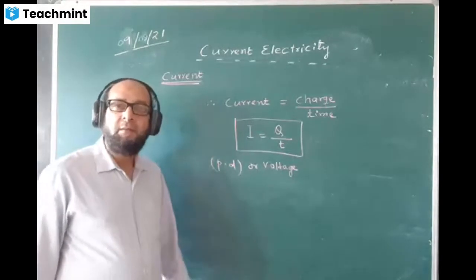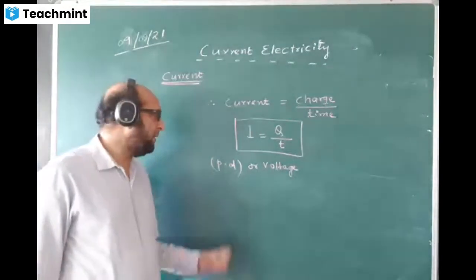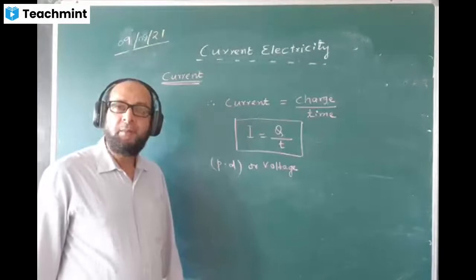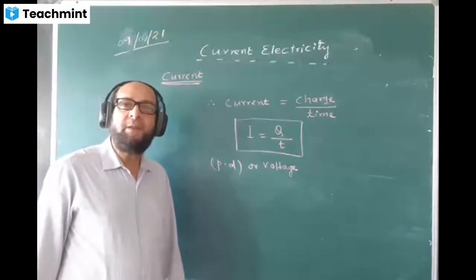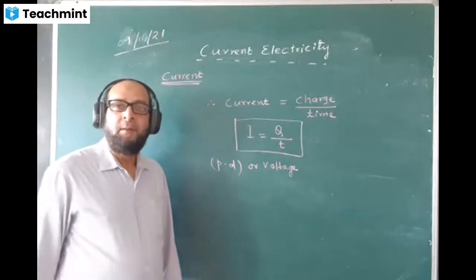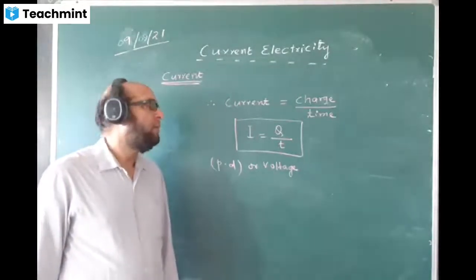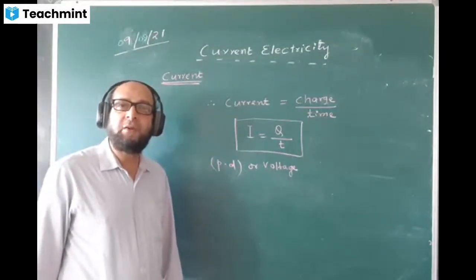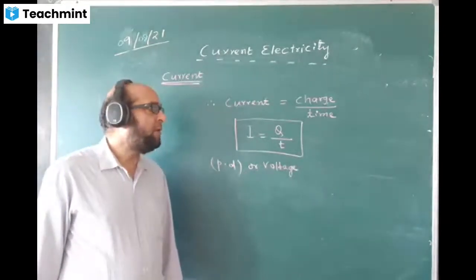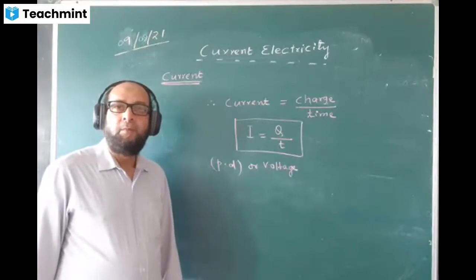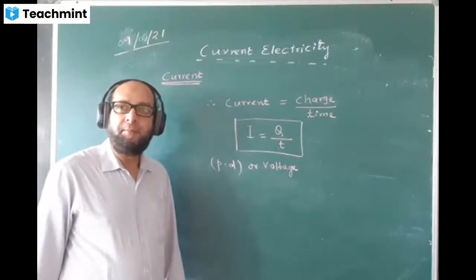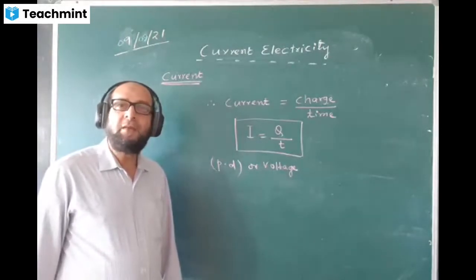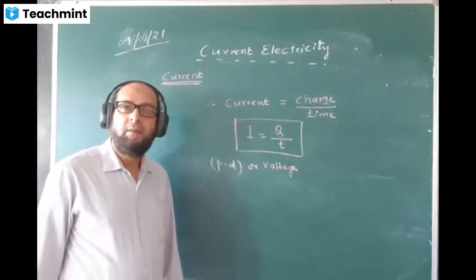The necessary condition for the flow of current in a conductor is the potential difference or voltage which must be applied across the ends of the conductor. Across the ends of the conductor. Okay?